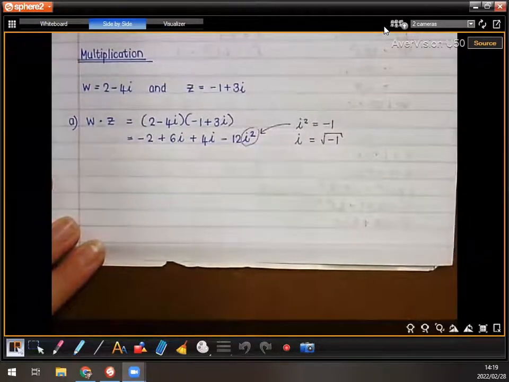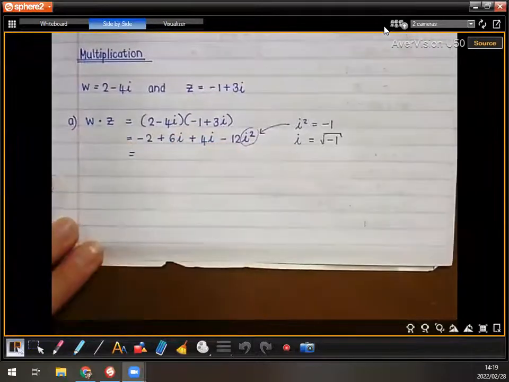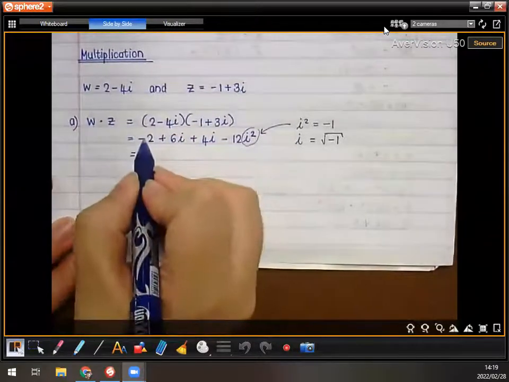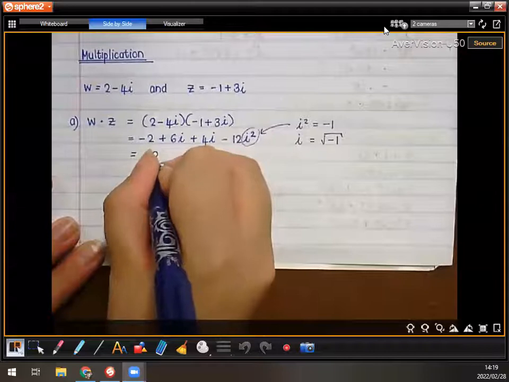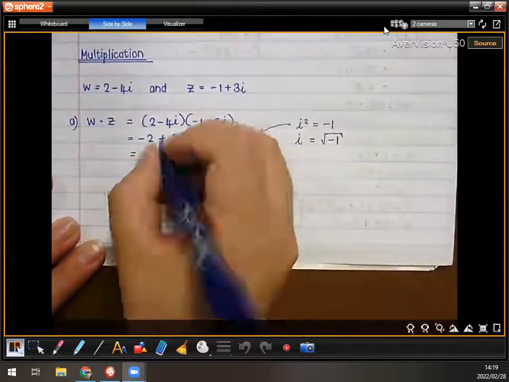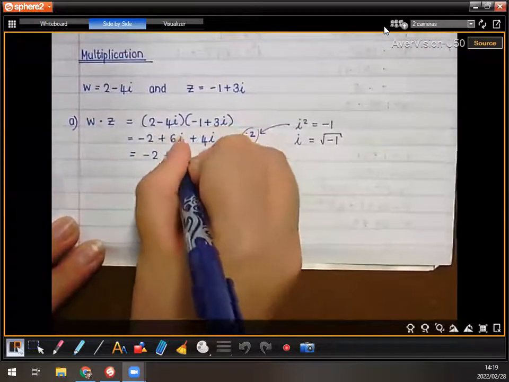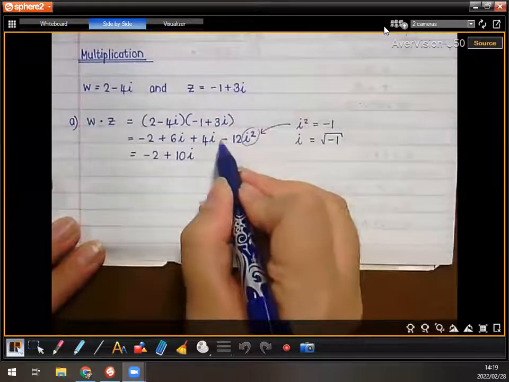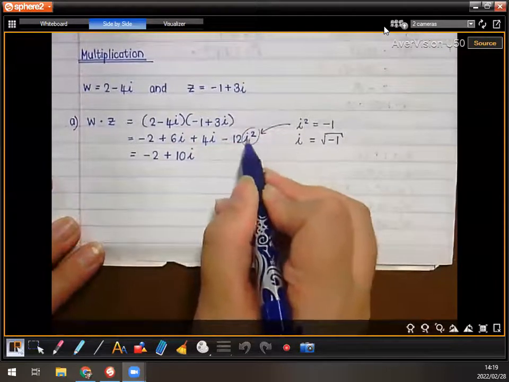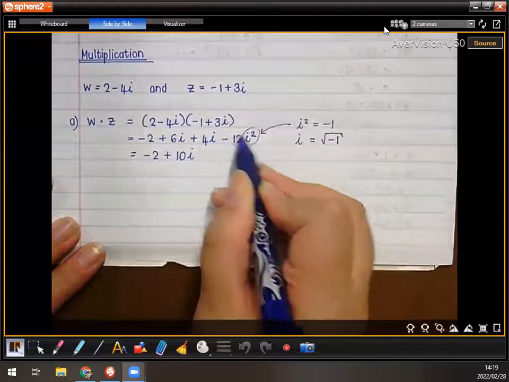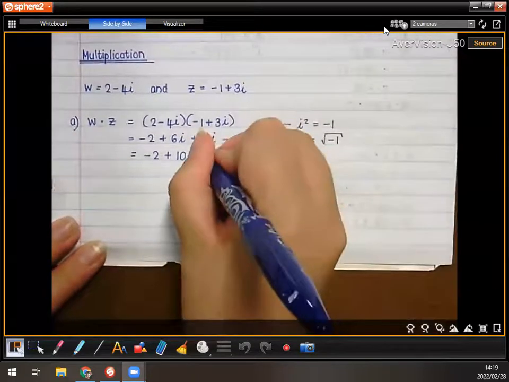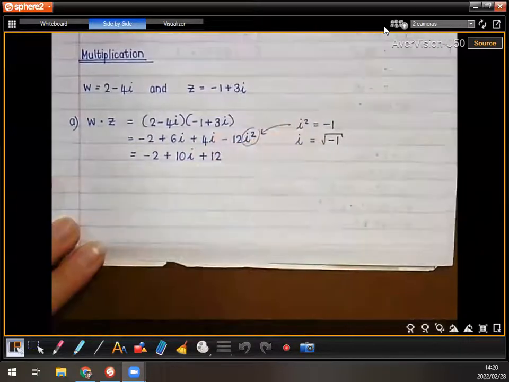Okay, so I'm going to put it in as a separate step. You don't have to. You can actually just go straight to the answer. We have a negative 2 here. What's 6i plus 4i? 10i. Now this negative 12 times negative 1 is what? What's negative 12 times negative 1? Positive 12.